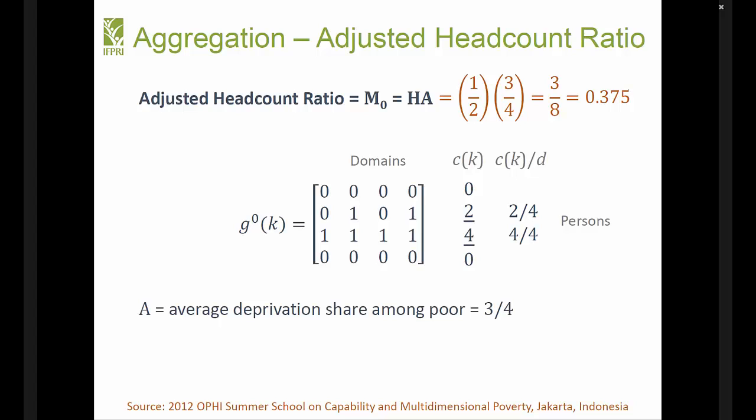But when you take into account the average deprivation share, the share of this is higher than the share of that. So the measure will be higher for this population and lower for that population. And that's what we want. We don't want a headcount that cannot distinguish between these two populations, because we know that even though you have the same number of poor people in both, these people are poorer than the poor of that country.